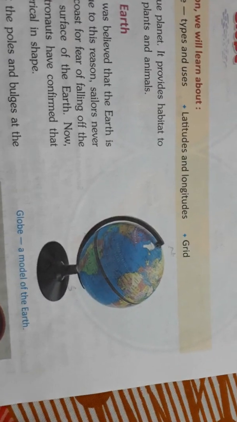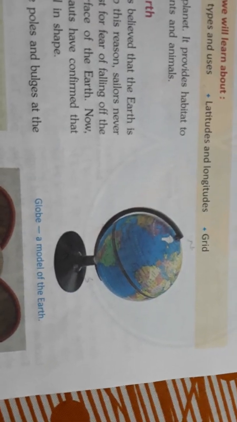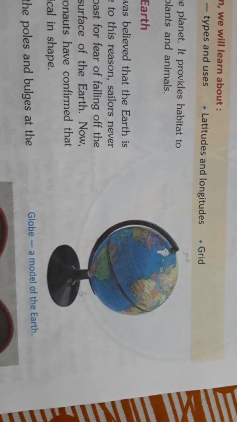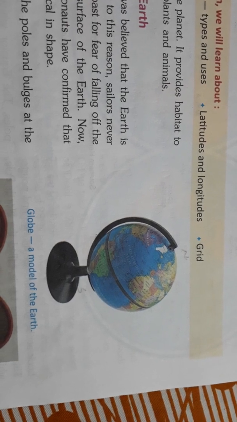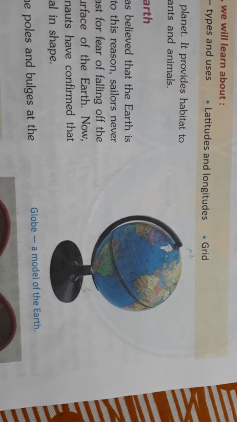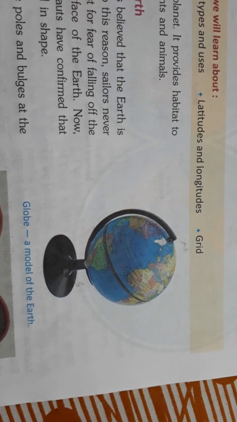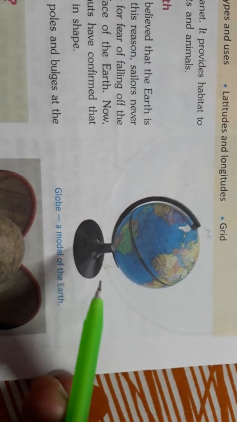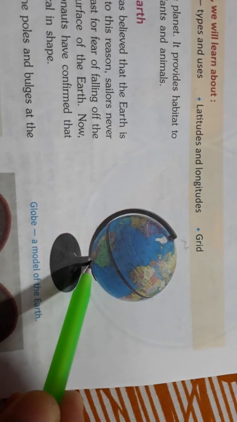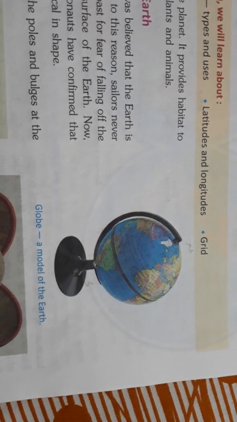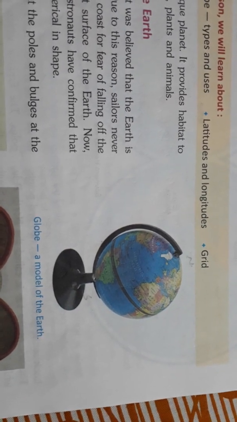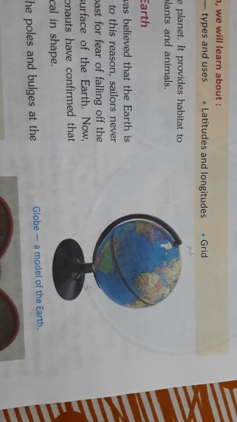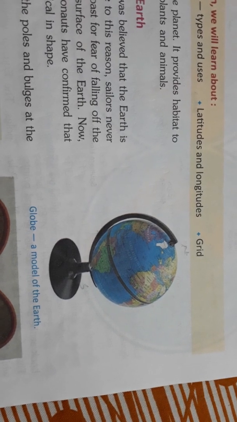What is a globe? You can see here that a globe is a true model of the earth and it is always mounted on an axis. A needle is fixed through the globe in a tilted manner. This is the needle, which is called its axis. Means a needle is fixed through the globe in a tilted manner, which is called its axis.